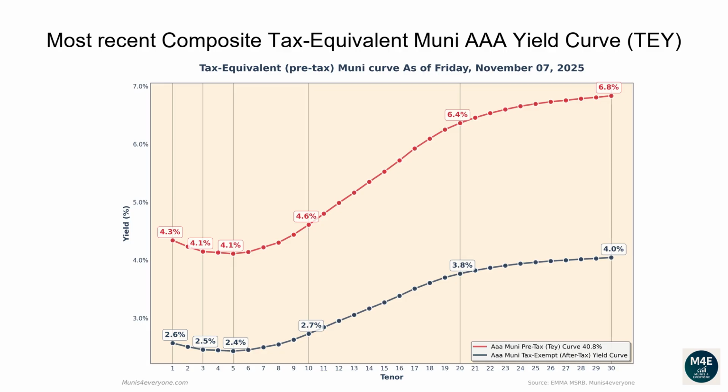The one-year tax-exempt yield is 2.57%, corresponding to a 4.34% tax-equivalent yield for investors in the top tax bracket. The two-year tax-equivalent yield is 4.23%. The 5-year tax-equivalent yield is 4.11%. The 10-year tax-equivalent yield is 4.61%. The 20-year tax-equivalent yield is 6.36%. The 30-year tax-equivalent yield is 6.83%.